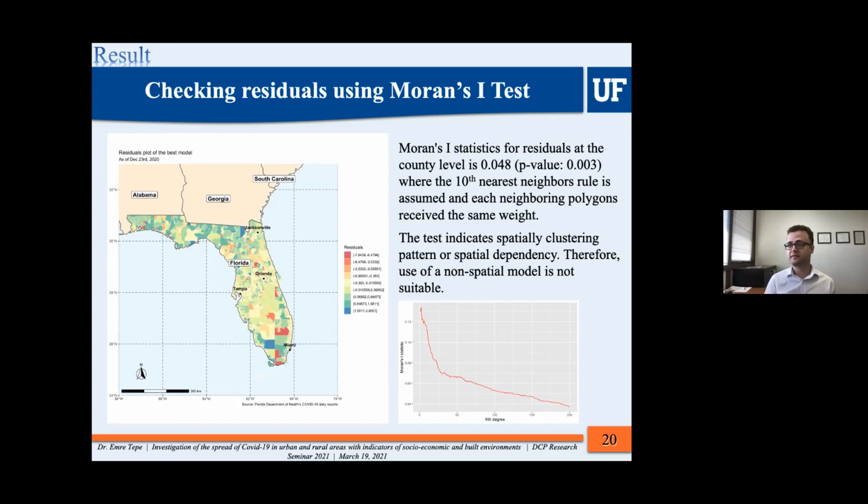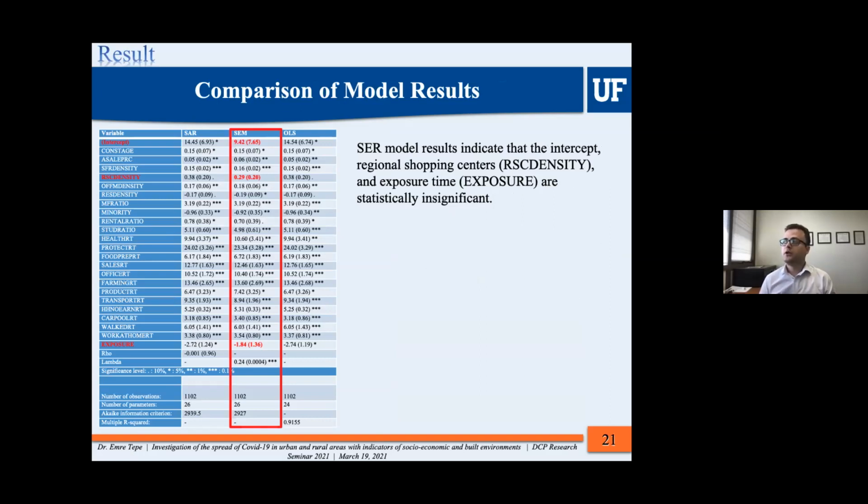This raises a flag, suggesting I should not continue working with this linear model. So I am going to enter the spatial dimension. Before that, I also need to consider the better way to describe my spatial relationship. I tested a couple of things, and you can see here I tested the number of K degrees for this data set. It turns out 10 degrees is the maximum spatial dependency. So I need to use that peak value to achieve a more robust result. Here I would like to show the comparison of the model results. I have three models tested.